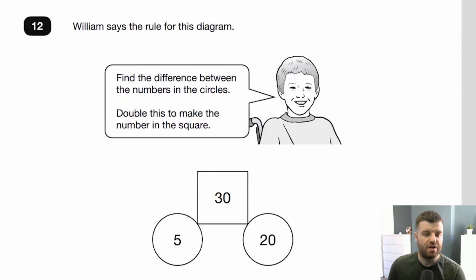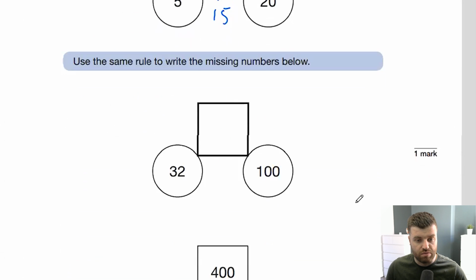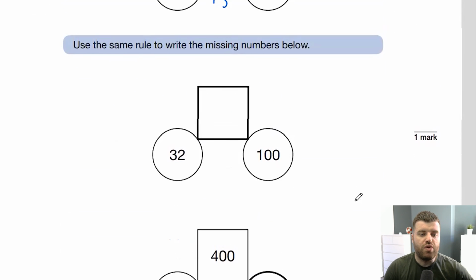Question 12. William says the rule for his diagram: find the difference between the numbers in the circles. Double this to make the number in the square. Let's check it works. Find the difference here is 15. Double it gets us 30. Cool. It's true. Let's see the next one. Use this same rule to write the missing numbers below. We'll find the difference between the numbers in the circles. Well, I know my numbers to 100, so this is going to be 68. And then double it for the square.